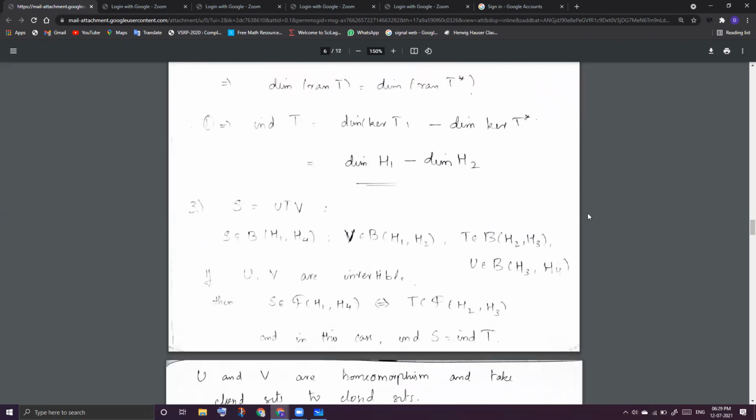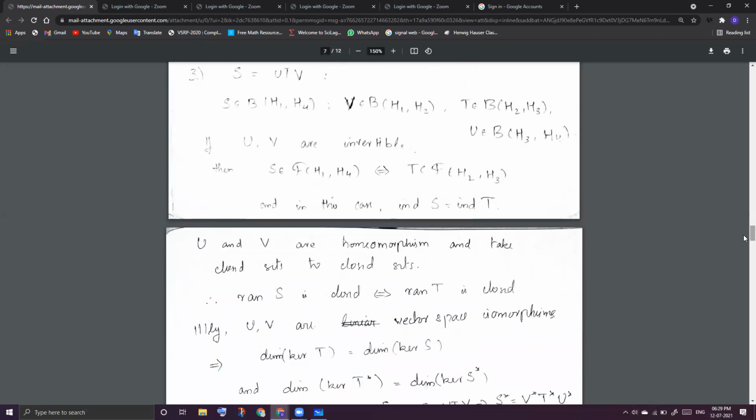Now, suppose S and T are operators. S is an operator from H1 to some Hilbert space H4, and T is from H2 to H3. So there are four Hilbert spaces here. And U and V are operators that are invertible. In that case, S being Fredholm is equivalent to saying that T is Fredholm. And in that case, index of S is going to be equal to index of T.